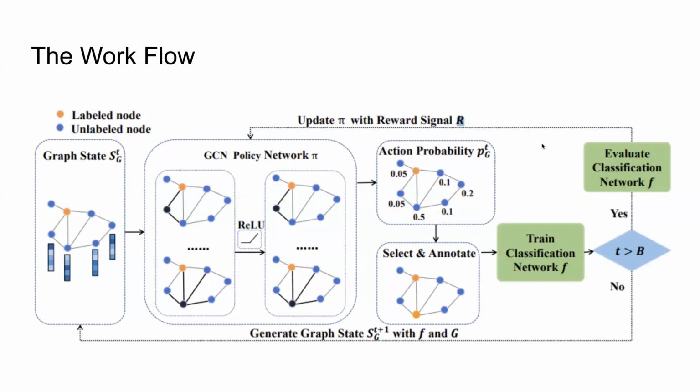Then we check if the budget B is reached. If not, we move back to the start of the protocol with the updated state matrix S. Otherwise, if the budget is used up, we train the model to convergence and use its final micro F1 accuracy as a reward to update the policy network.